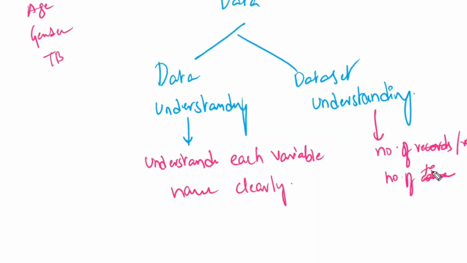The number of features is the number of columns. Rows are called records. Columns are called features.